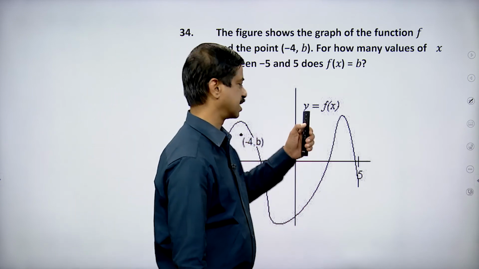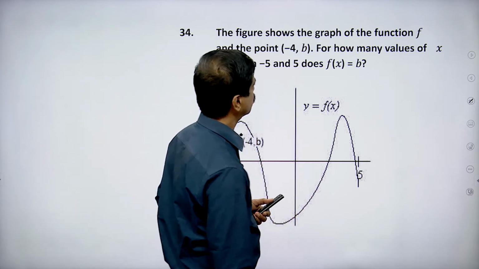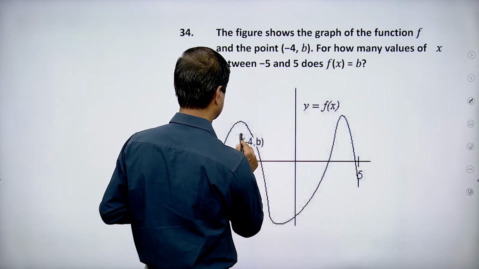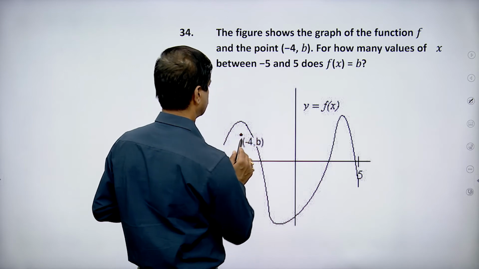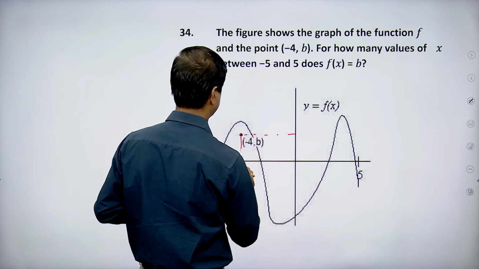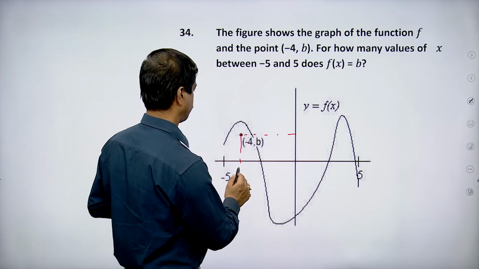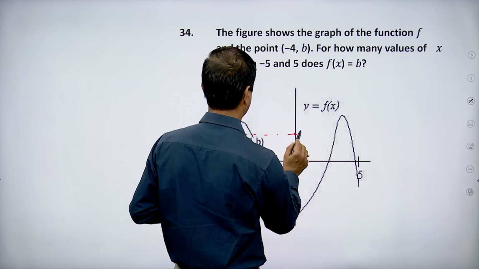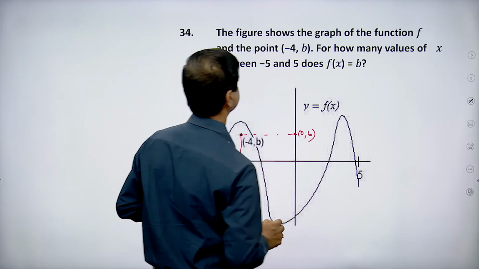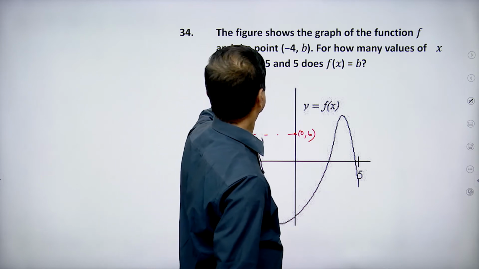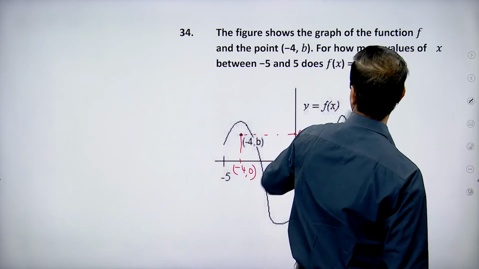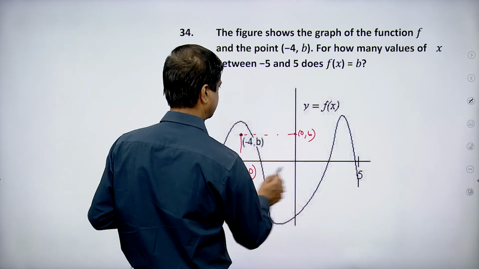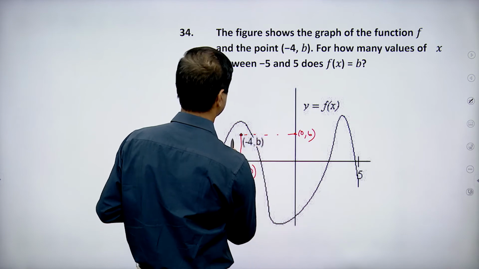You see here, another graph is given. The figure shows the graph of the function f and the point minus 4 comma b. So, this is the point minus 4 comma b. We do not know what the b value is unless he gives it. So, this is minus 4 and y is 0. This is x is 0 and y is b. For how many values of x between minus 5 and 5 is f of x equal to b?